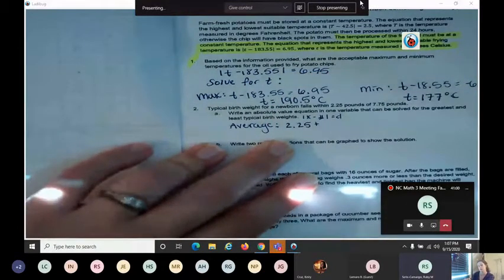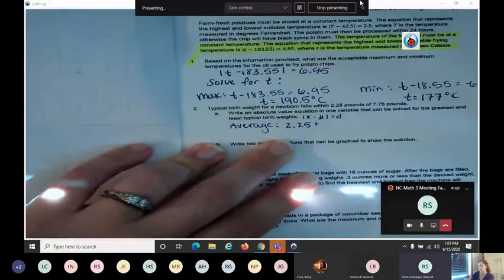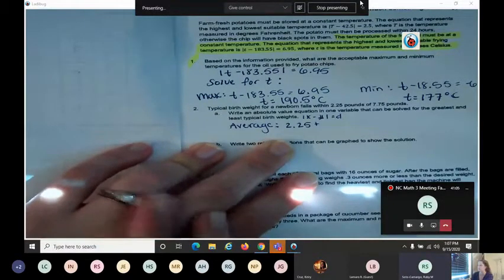Mis huevos. Ruby, what's the maximum weight?